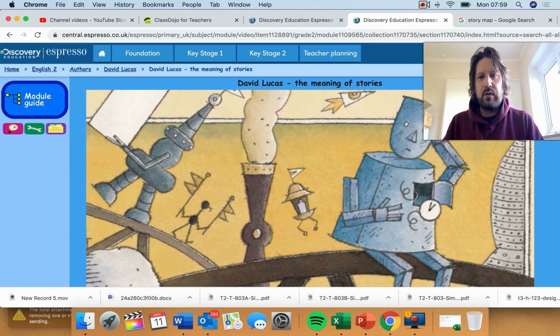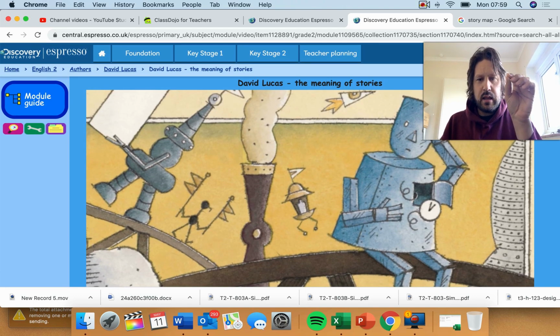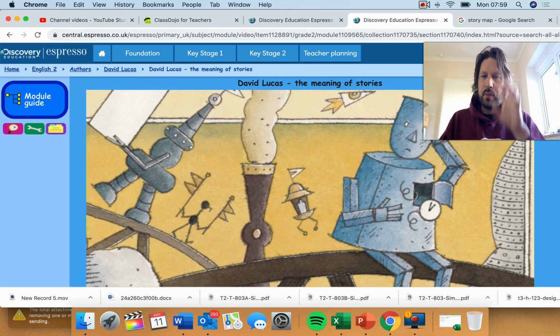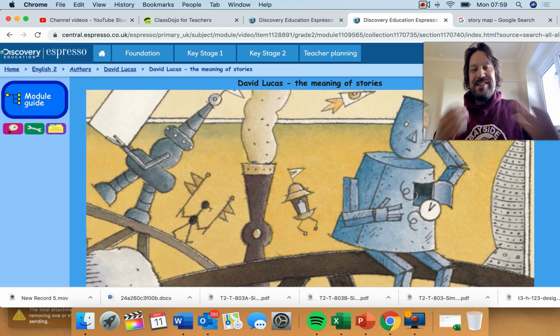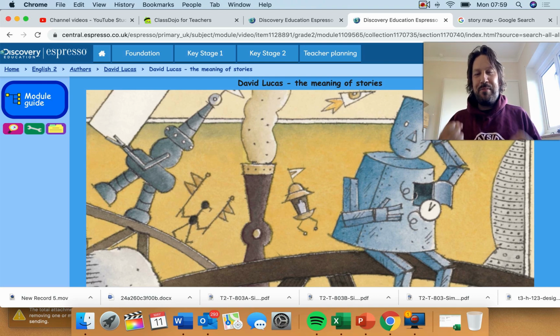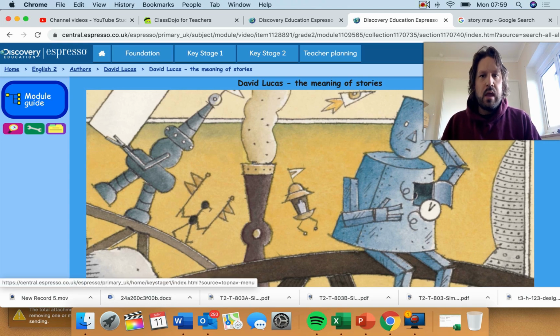What David Lucas was saying is that there needs to be a problem. So that's worth thinking about. So in The Borrowers, the main problem was... Anyone? You're all very quiet this morning. So each story has a problem that needs resolving. So the problem occurs and then the resolution is the story. Okay?